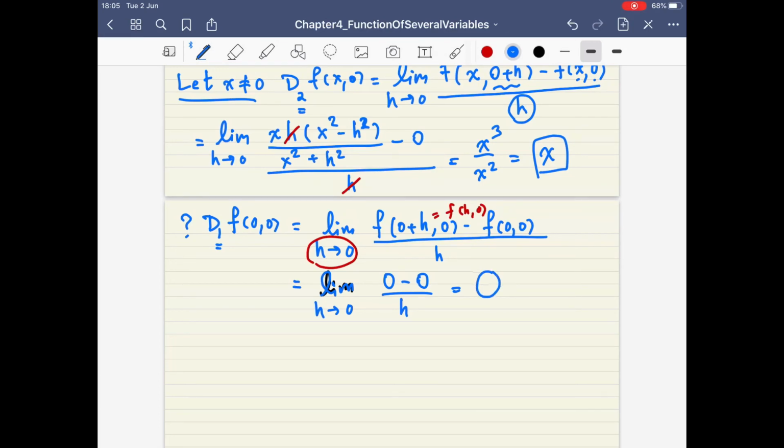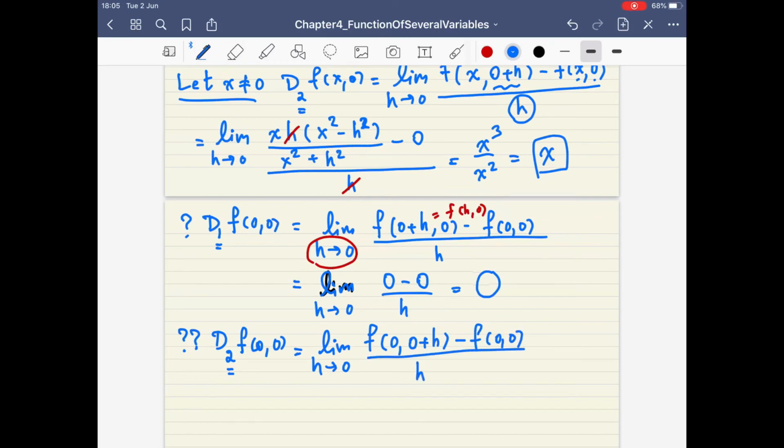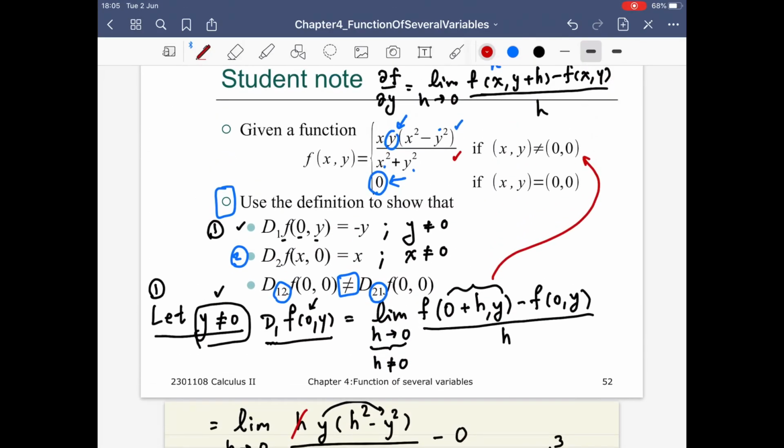On the same token, if you want to find d2f at 0 0, this is pretty easy because the limit as h goes to 0. Now the change is in the y component. Even though you look at the y component, this one is still f at 0h, and your h is not 0 again. So we are using this upper formula, but right now your x is 0, so everything is gone again.